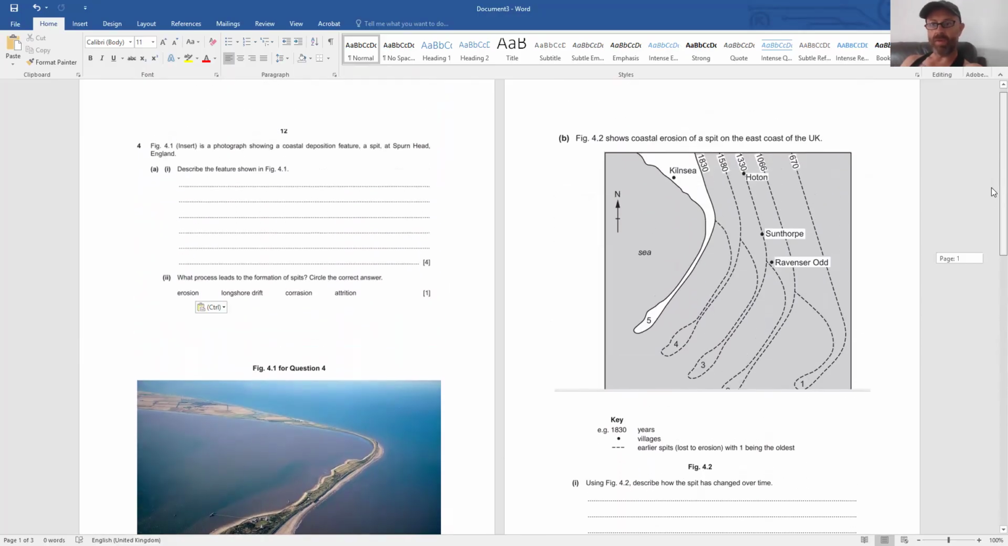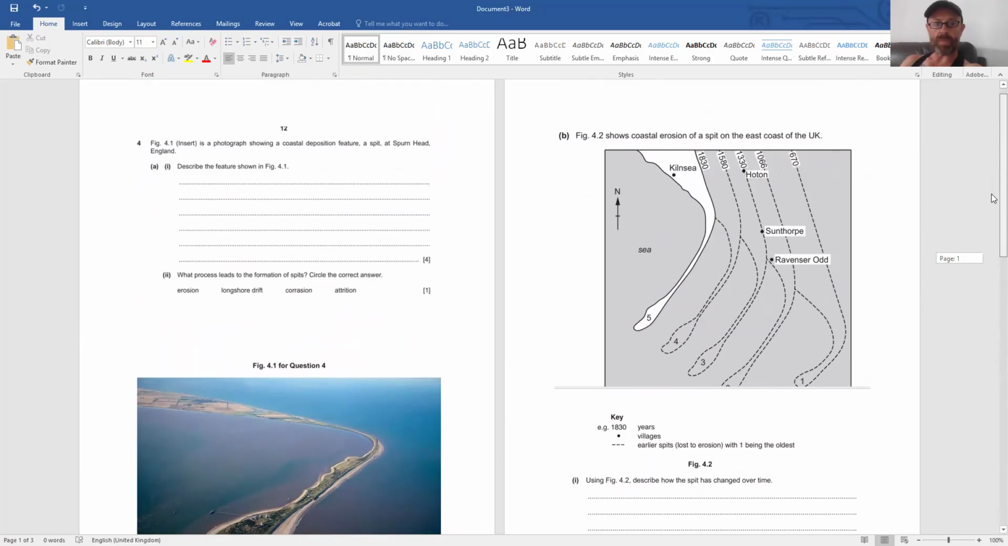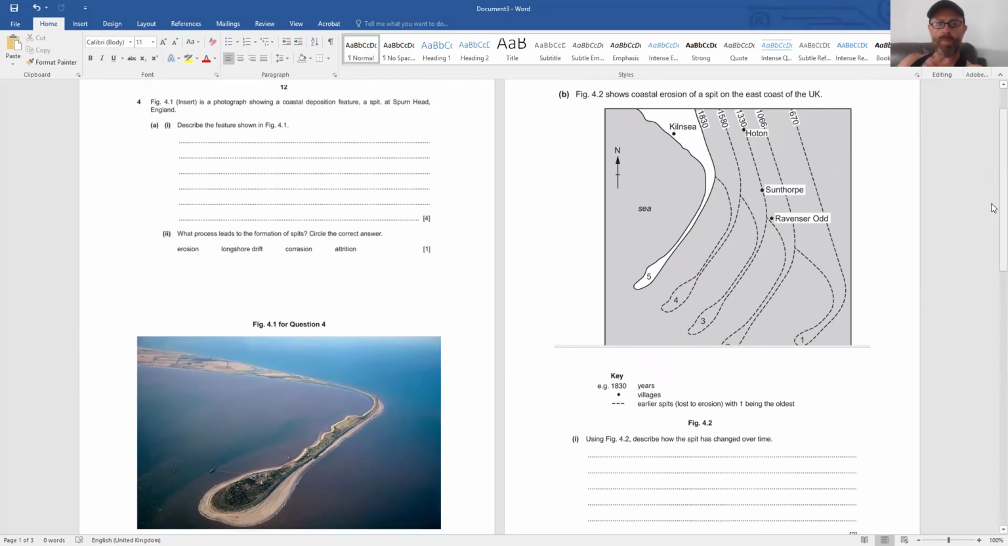We stay with this spit. Simple question. What process leads to the formation of spits? Circle the correct answer. We know, if we've done revision, that a spit is a depositional process. It tells us it's a depositional process. So we know it's not caused by erosion like caves, stacks, arches, and stumps, which are caused by hydraulic action, abrasion, attrition, solution. This is caused by the movement of materials, and the main movement of material along the beach is longshore drift.